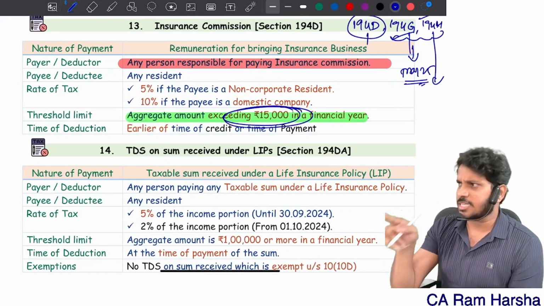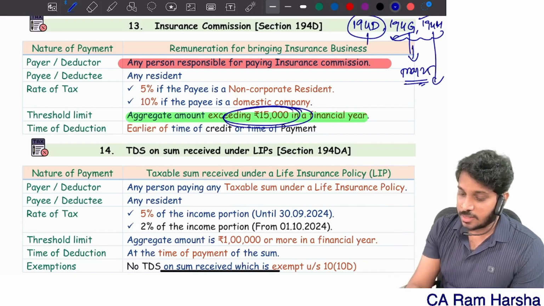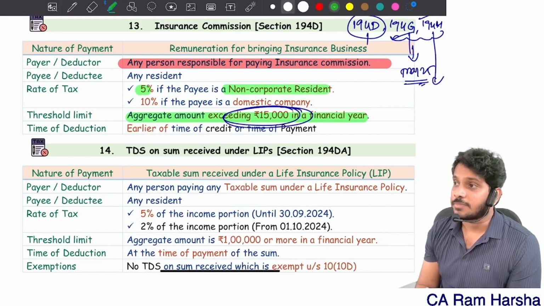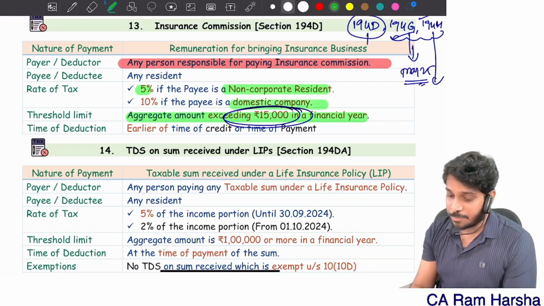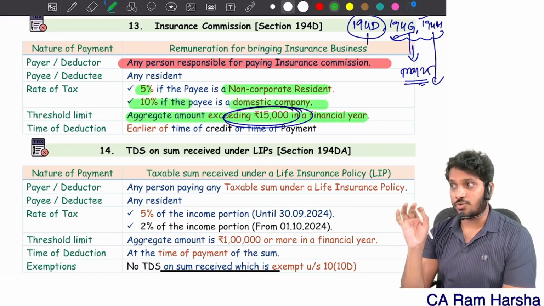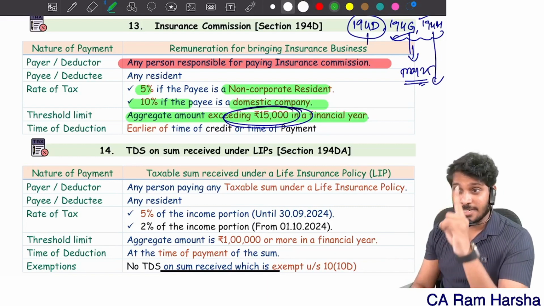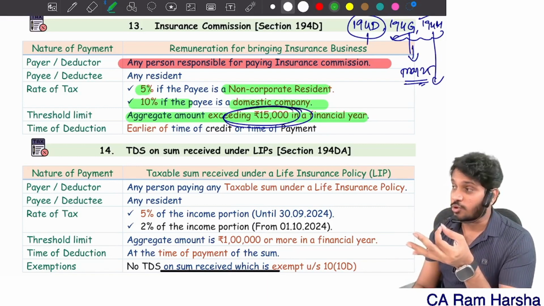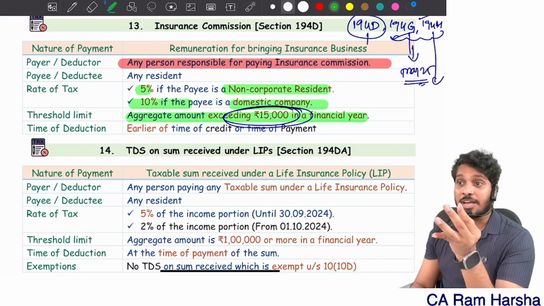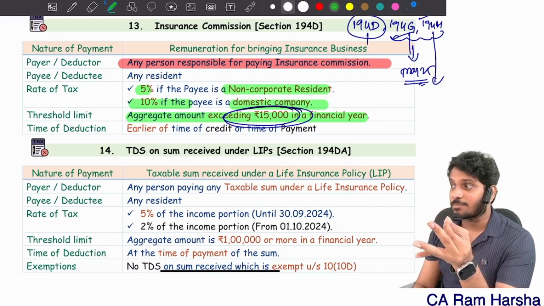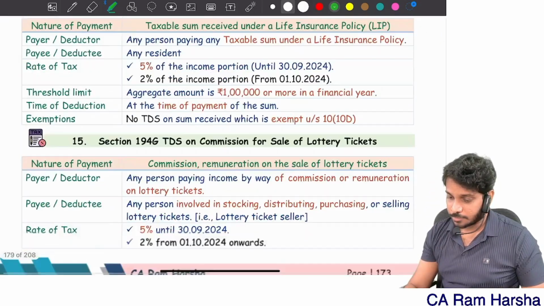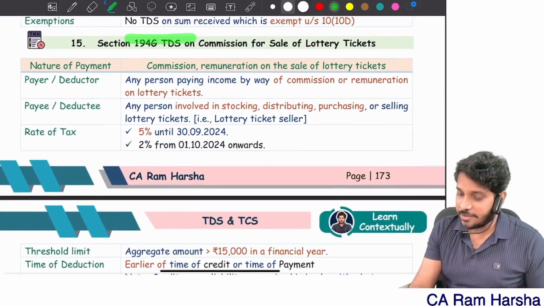And obviously the recipient must be a resident. If the recipient is a non-corporate, not a company, then 5%. If the recipient is a domestic company, then 10% TDS. Are you clear? Only for insurance commission the 5 and 10 logic is applicable. For the remaining commission, 194G and 194H, 5% TDS up to 30th September. From 1st October it is 2% TDS. Yes or no? Fine. Let me discuss 194G also now.